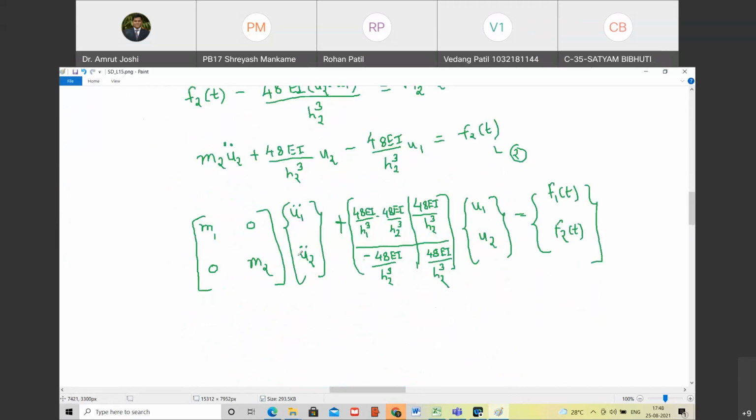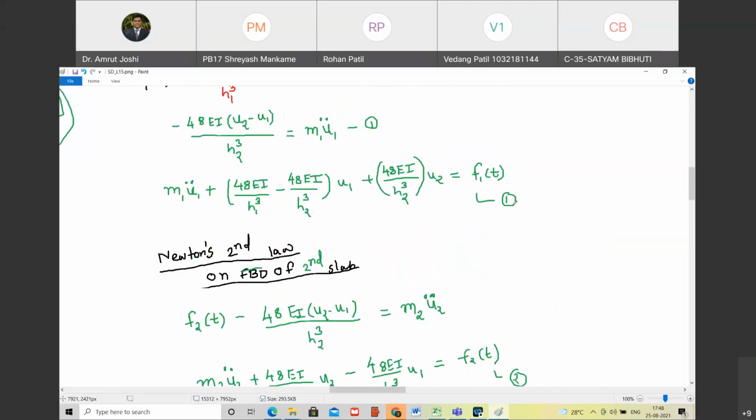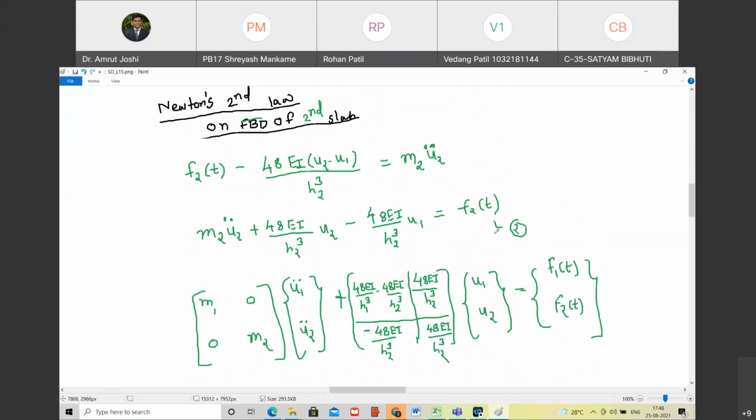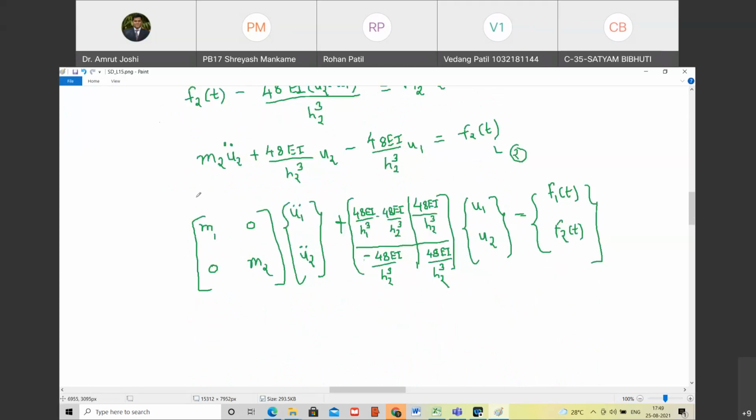Yes, sir. Now pay attention here. You can expand the first row. So M1 U1 double dot plus 0 U2 double dot plus this term into U1 plus this term into U2 is equal to F1 of T, which is the first equation. Happy? Yes, sir. If you expand the second row, it is 0 into U1 double dot plus M2 into U2 double dot plus this into U1 plus this into U2 is equal to F2 of T, which is the second equation. Happy? Yes, sir. So this is the matrix representation of these two equations that we have written down.